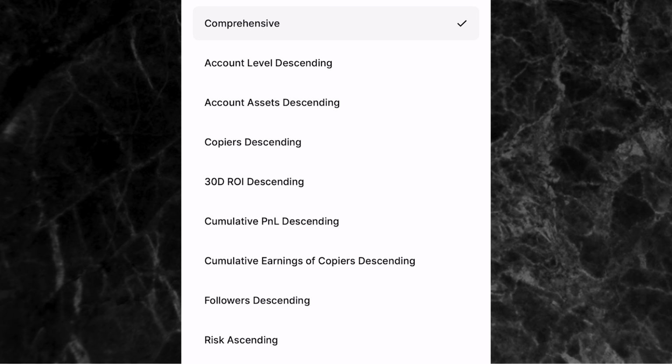So these are different categories that you can pick. Like I said again, you can go ahead and pick whichever category you prefer. If you're the kind of person that wants to copy a trader that has the highest ROI in the last 30 days, then pick this category right here that says 30-day ROI. Or maybe you want to follow a trader that has made the most amount of money for his or her copiers, then you can pick this cumulative earnings of copiers descending. So these are different categories that you can pick based on whichever one you prefer.